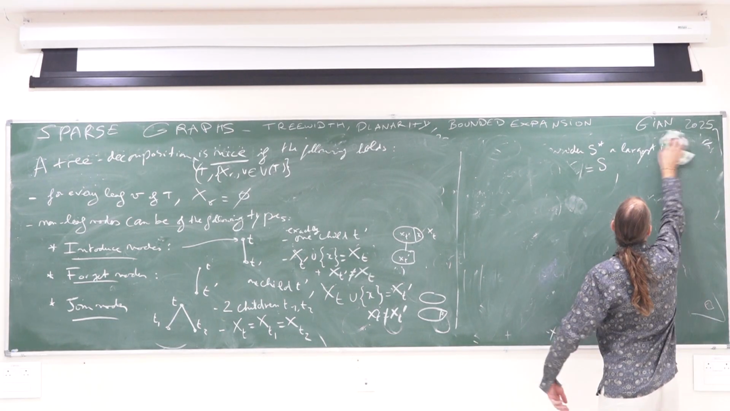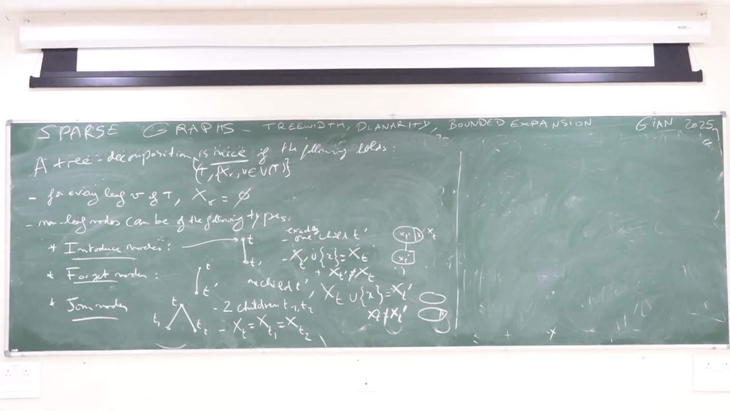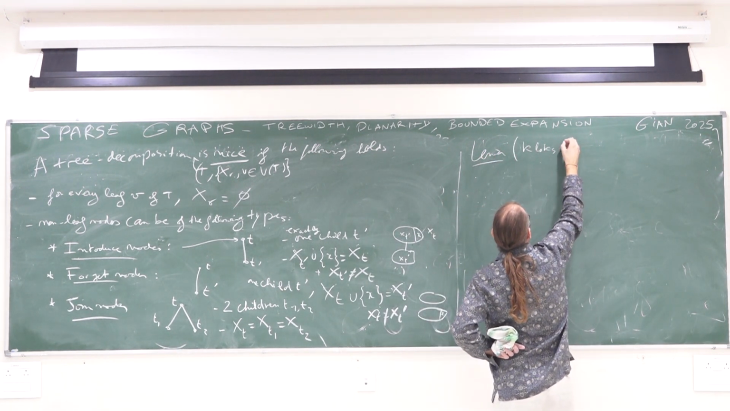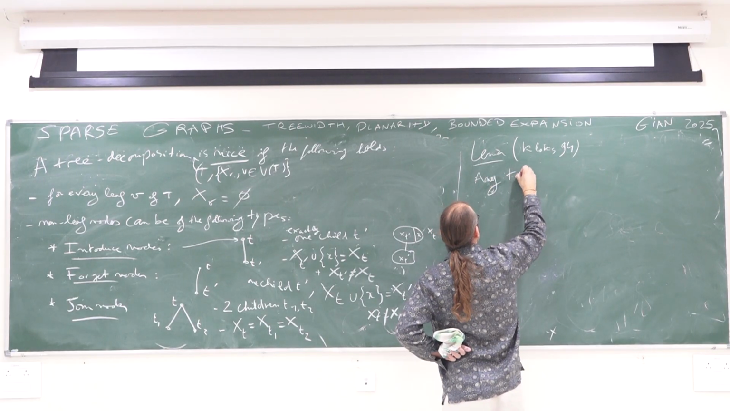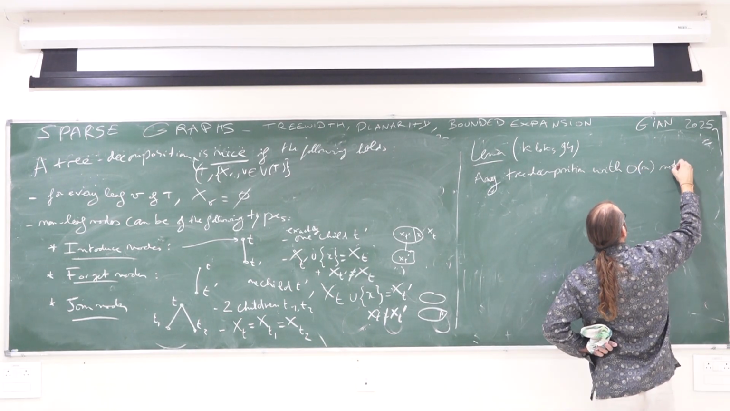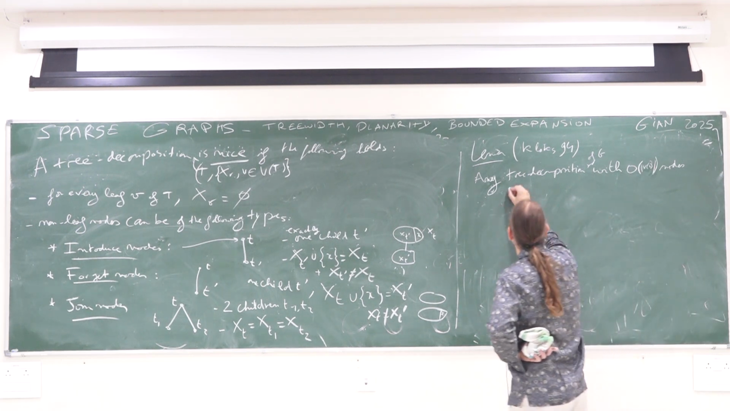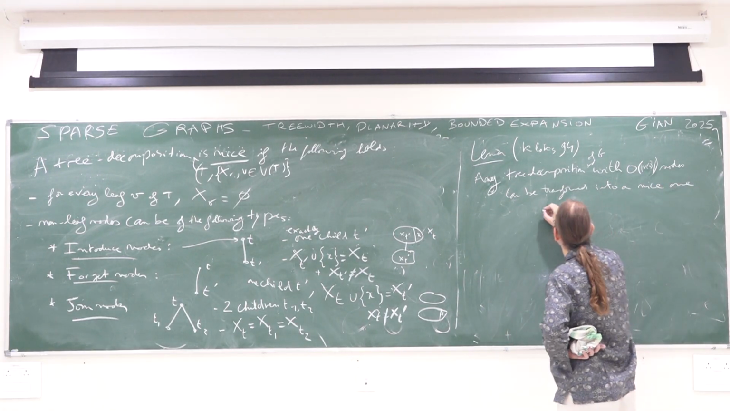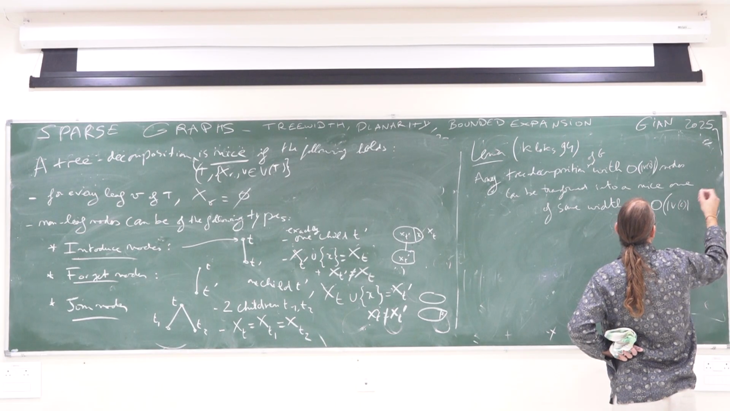I think I already proved yesterday how to get this. You can easily get it, it's not difficult. So the lemma, introduced by Bodlaender in 1994, is that any tree decomposition can be transformed into a nice one with the same width.